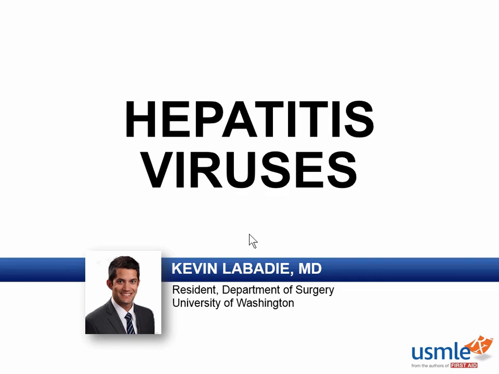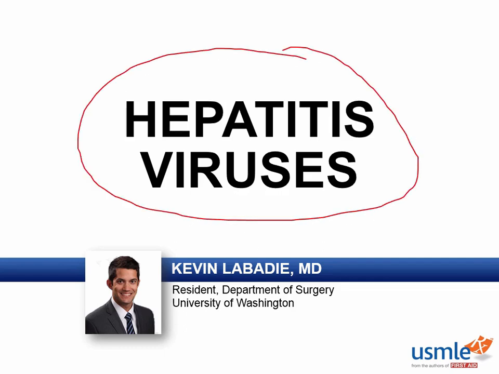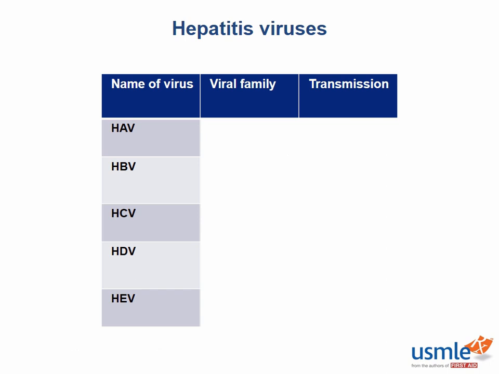Now let's spend some time reviewing the hepatitis viruses. There are 5 clinically relevant hepatitis viruses for you to know on your Step 1 exam. They are named alphabetically from A to E, including hepatitis A, B, C, D, and E. The hepatitis viruses are grouped together because they predominantly cause inflammation of the liver, also known as hepatitis.